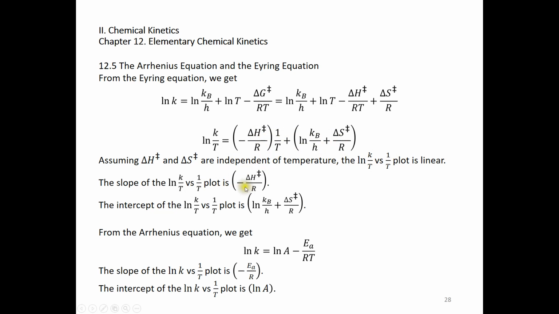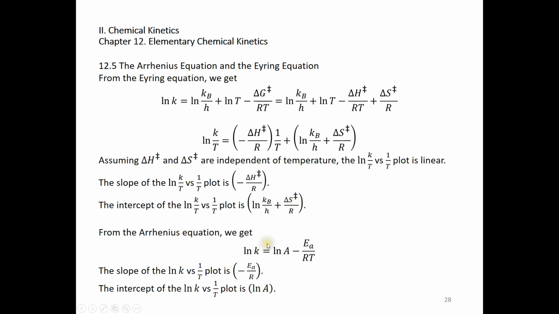Again, the slope is negative enthalpy of activation over R. The intercept is the natural logarithm of kB over h plus the entropy of activation over R. So again, if you just generate a plot of ln(k/T) versus 1/T, we can get the slope and intercept simultaneously and then determine the enthalpy and entropy of activation quickly.